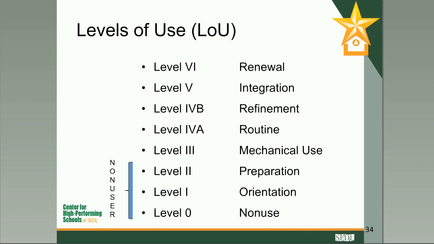Then there's the renewal level. At the renewal level, someone is really reevaluating the overall use of the innovation. They may look at making some major modifications. A typical statement would be, I'm reading, talking, and even doing a little research to see whether some other innovation might be better for my students. So that gives you an idea about the different levels of what a user would be.